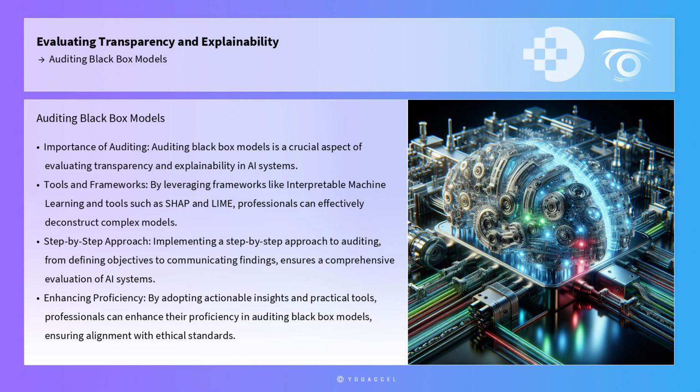In conclusion, auditing black box models is a crucial aspect of evaluating transparency and explainability in AI systems. By leveraging frameworks like interpretable machine learning and tools such as SHAP and LIME, professionals can effectively deconstruct complex models and assess their behavior. Implementing a step-by-step approach to auditing, from defining objectives to communicating findings, ensures a comprehensive evaluation of AI systems. Through real-world examples and statistics, the significance of auditing black box models becomes evident, highlighting the need for transparency and accountability in AI decision-making.